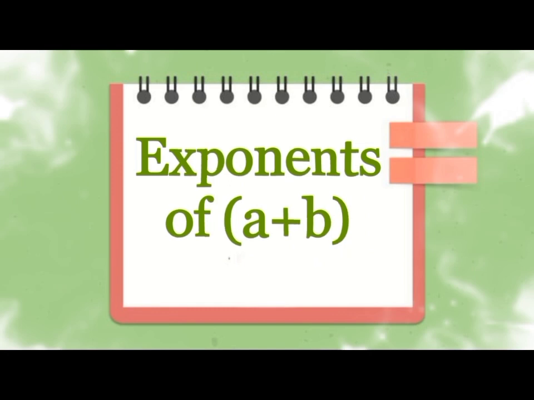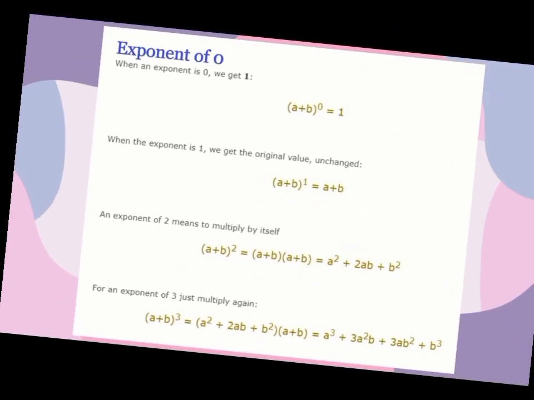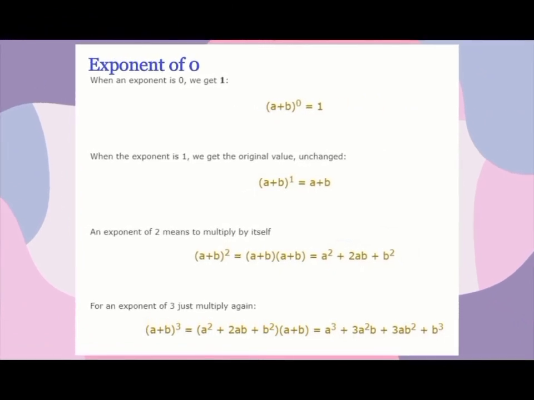Exponents of a plus b. Now, onto the binomial, we will use the simple binomial a plus b, but it could be any binomial. Let us start with an exponent of 0 and build upwards. Exponent of 0: when an exponent is 0, you get 1. A plus b to the power of 0 equals 1. Exponent of 1: when the exponent is 1, we get the original value unchanged. A plus b to the power of 1 equals a plus b.